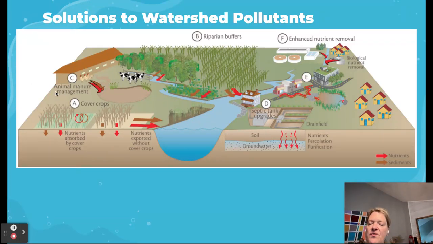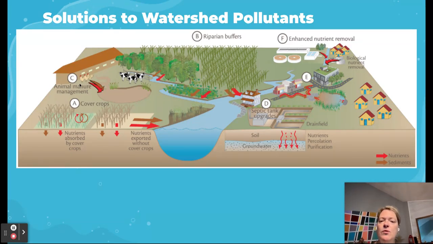First of all, we have cover crops. Cover crops are crops that we plant on the land to restore the nutrients within the soil. That's really important. Plus, we have plants growing when we otherwise wouldn't be growing crops, and so that reduces erosion. Other things we can do include riparian buffers, where we plant plants to hold the soil in so that erosion is not happening as much.